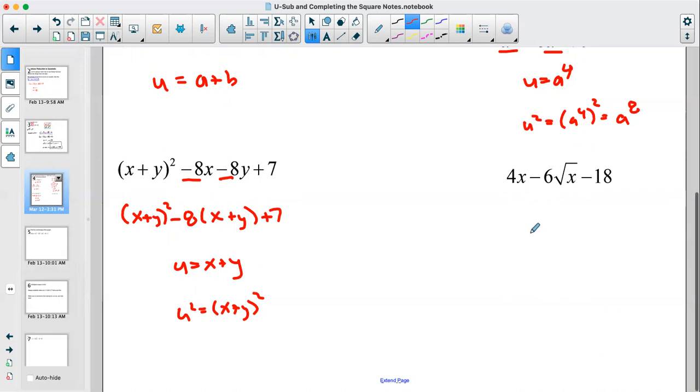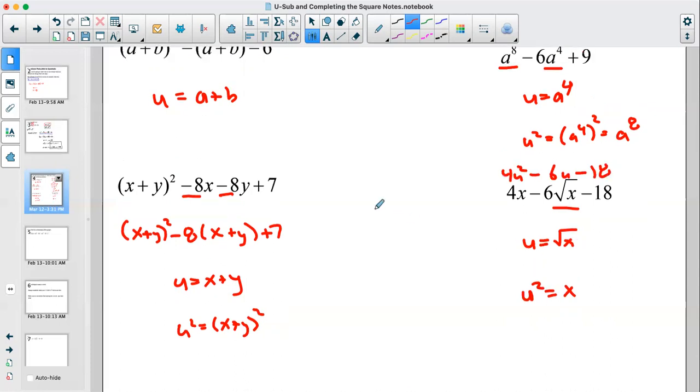Now last one. This one looks a little different because there's nothing squared or even raised to anything besides the first power. So you're like, well, how the heck am I going to do this one? Well, let's just go with our general rule, which says choose the thing in the middle. So u is the square root of x. Then u squared, if I square the square root, I just get x. Oh, that's what's right there. So this one would end up being 4u squared minus 6u minus 18.